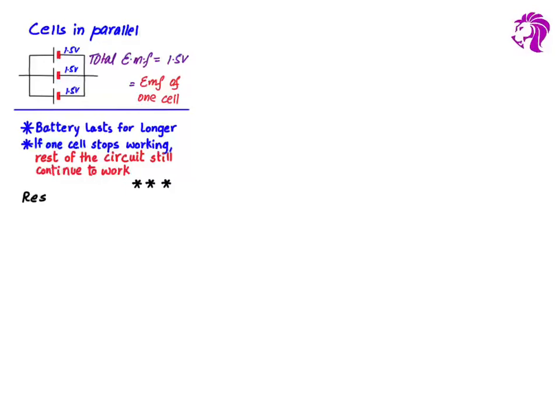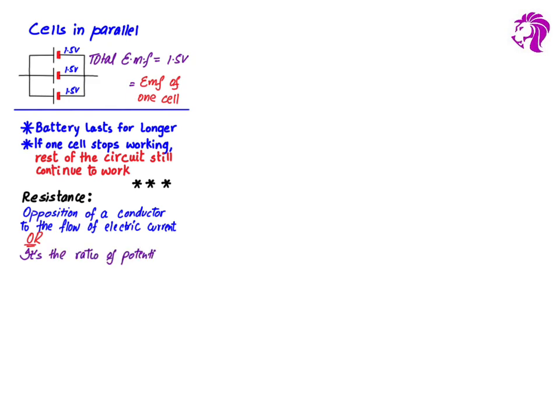Okay, so now we are going to talk about resistances. Technically speaking, what is resistance? It's the opposition. Who does this opposition? The conductor. So resistance is the opposition of a conductor. What does it oppose? It opposes the flow of electric current.